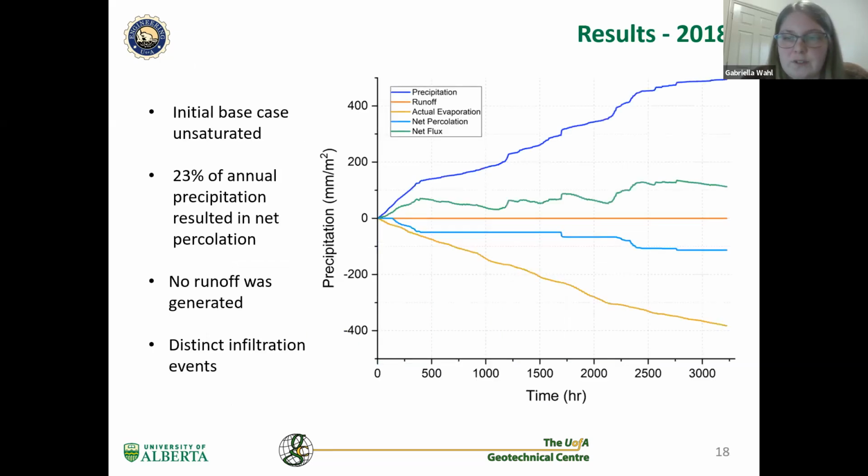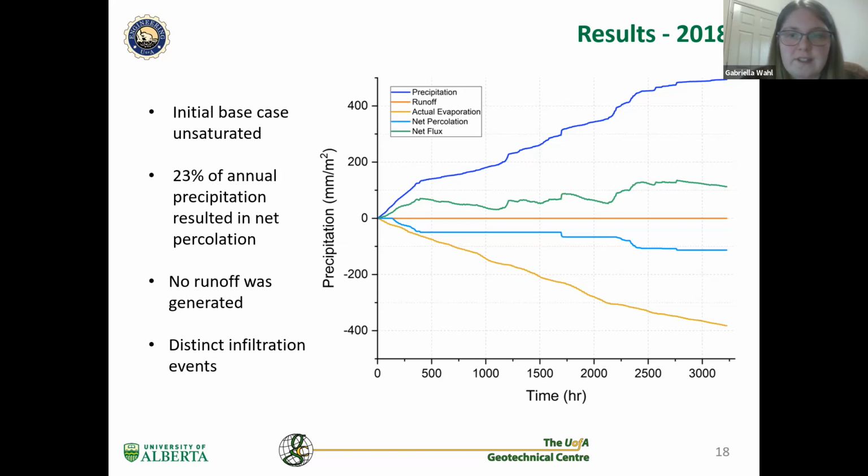The initial results for this base case indicated that 23% of annual precipitation would result in net percolation, which is about 86 millimeters in total. So if you multiply that by the area that you have on the waste rock dump, that's a significant amount of percolation. And in this situation, there was no runoff generated. But if you look at how much actual evaporation was estimated, that's a significant amount of evaporation contributing to the water balance. So it's just something to note looking at the runoff as well.